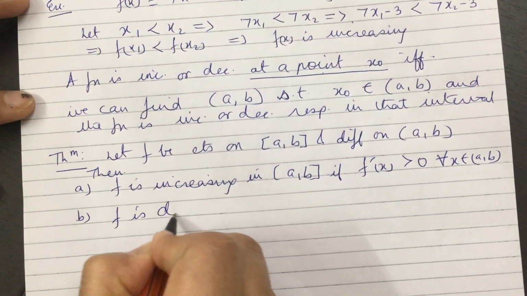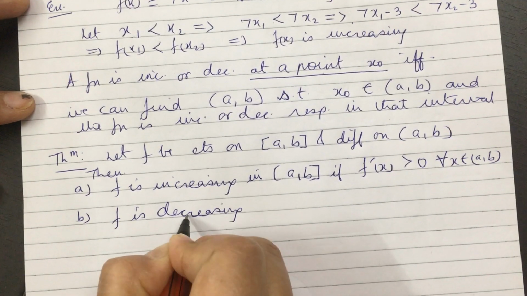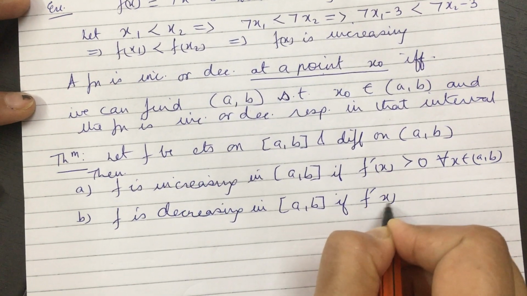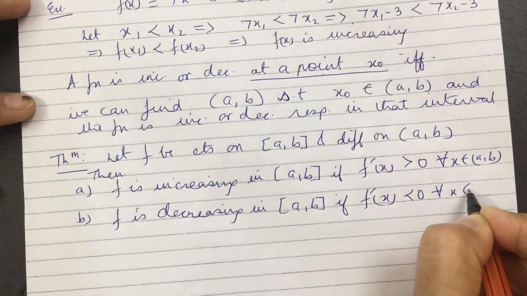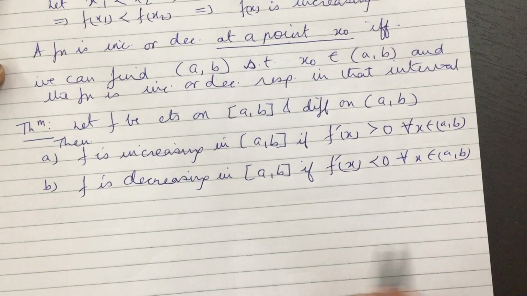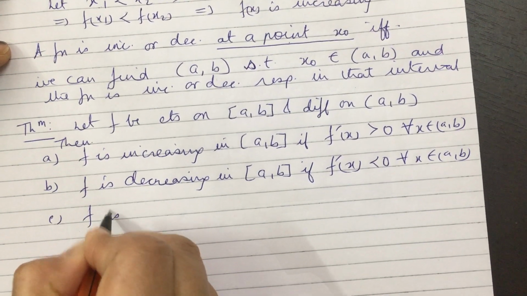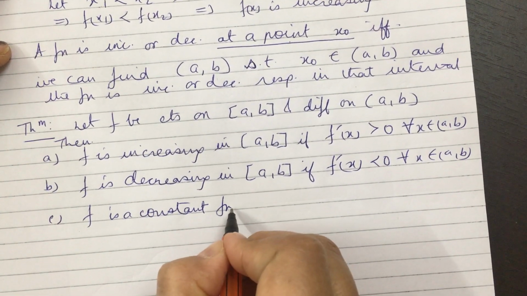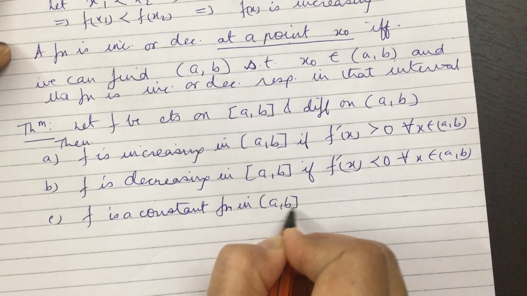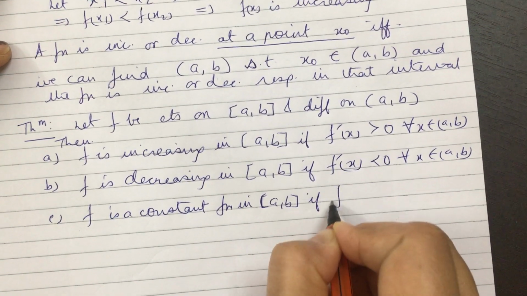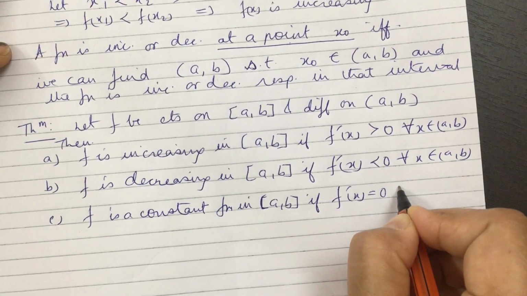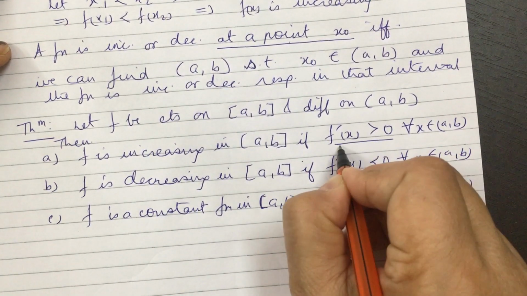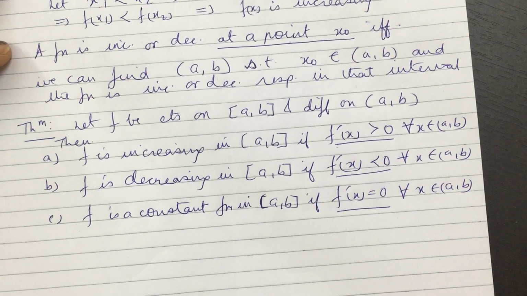Second is f is decreasing in this given interval if f dash x is less than 0 for all x belonging to AB, and the third one is f is a constant function in the given interval AB if f dash x is equal to 0 for all x belonging to the open interval. So here these are the three conditions.